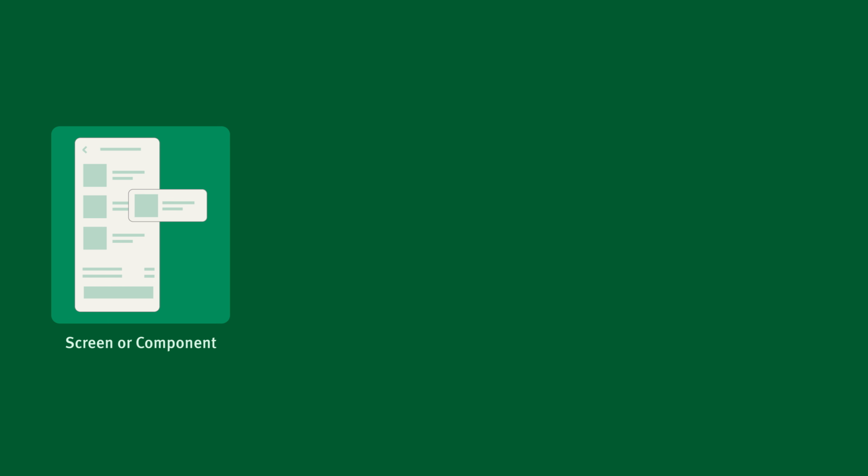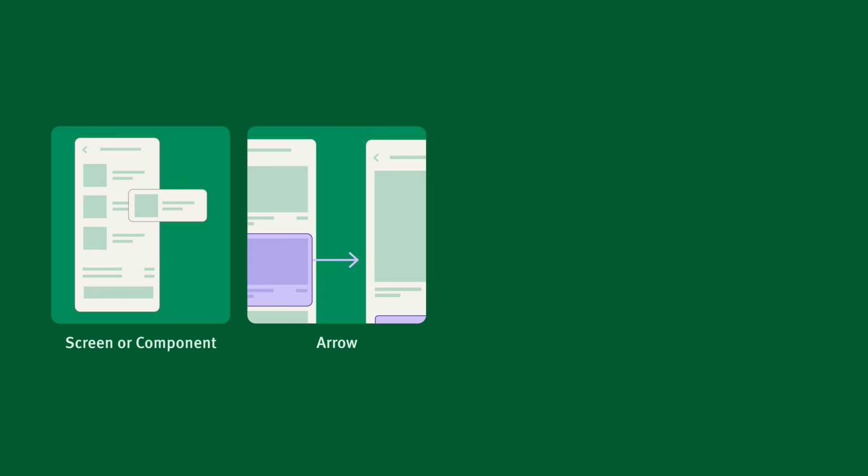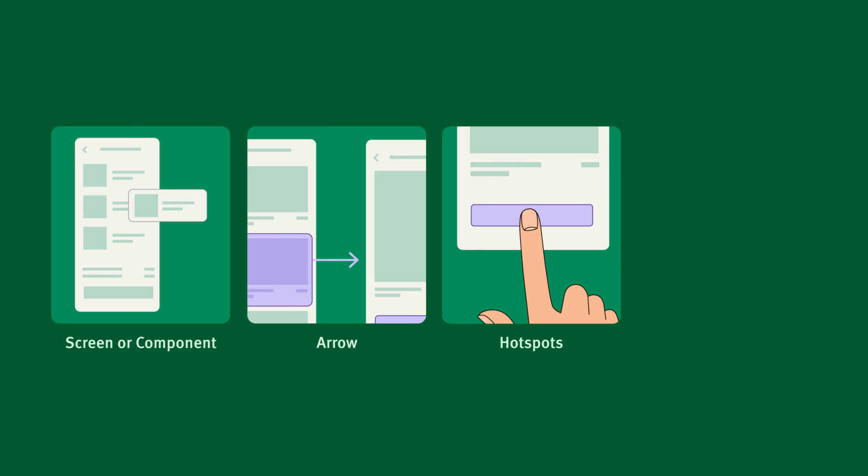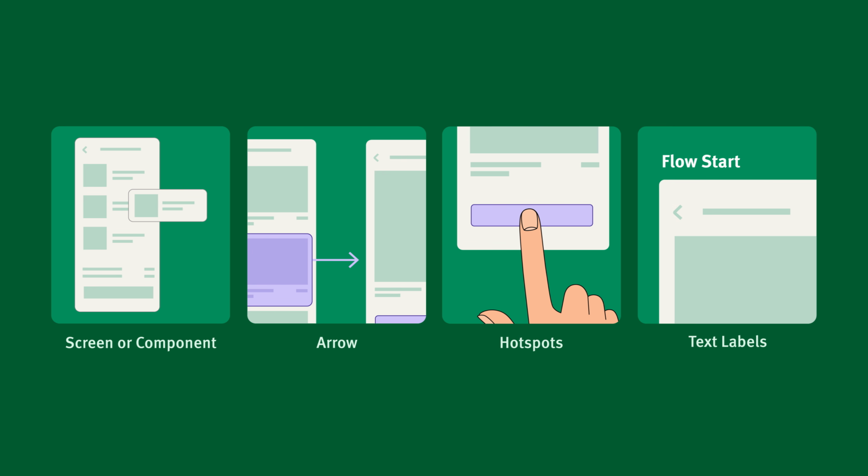Now, whether you're ideating flows or outlining interactions for developers, creating a wireflow can be very simple. Wireflows consist of 4 primary elements: UI screens or components, either low or high fidelity, arrows to indicate what actions occur, hotspots or touch targets that indicate what is being interacted with, like a button or a link, and text labels. When putting together your wireflows, it's important to remember 3 things.